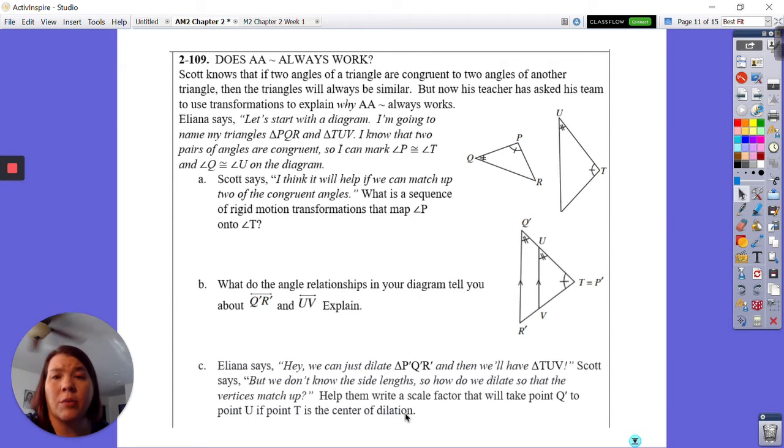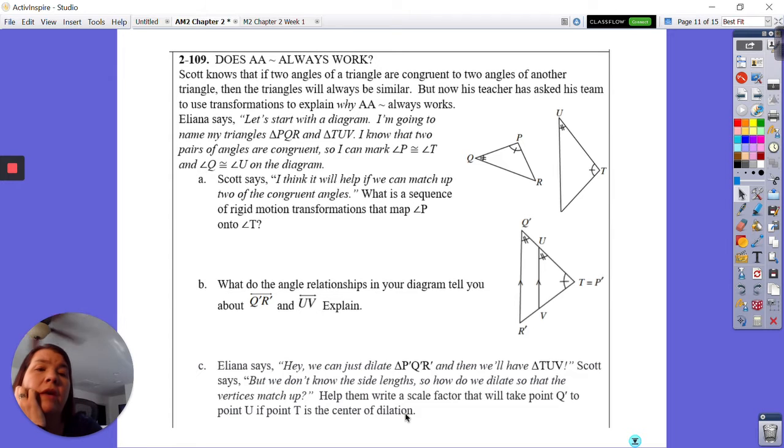Elena says, let's start with a diagram. I'm going to name my triangles PQR and TUV. I know that two pairs of angles are congruent, so I'm going to mark P congruent to T and Q congruent to U on the diagram. And Scott says, I think it will help if we can match up two of the congruent angles with a sequence of rigid motions that map angle P onto angle T.